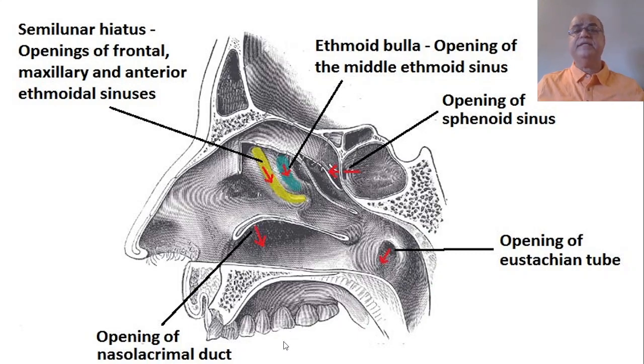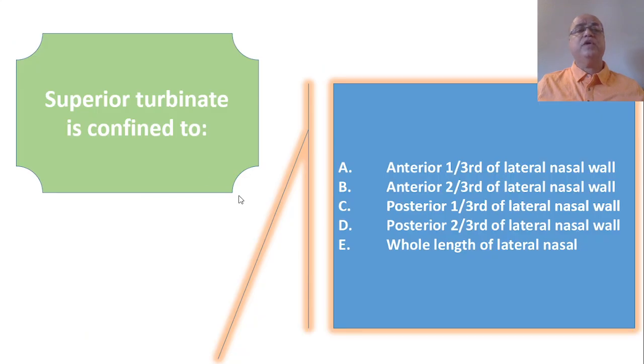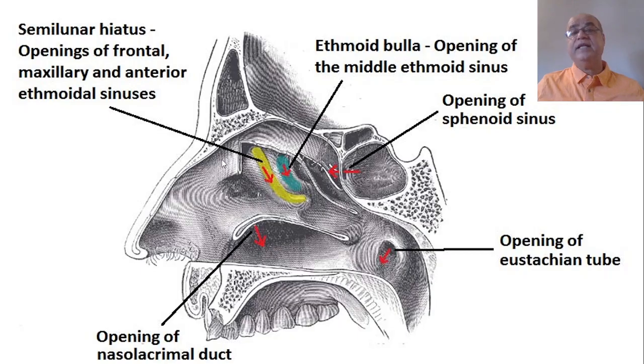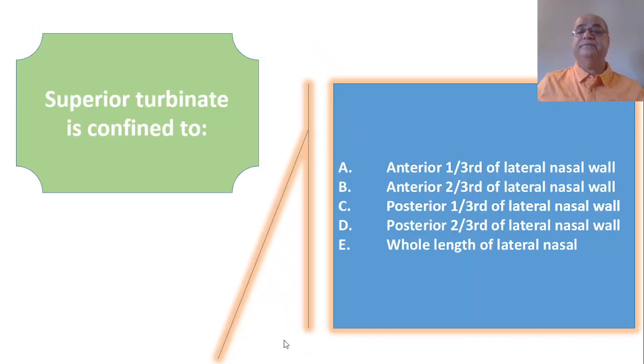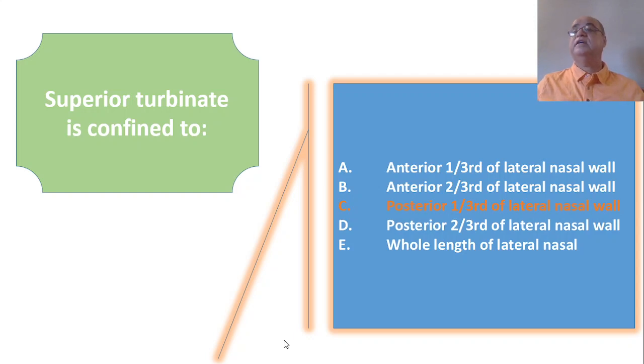So keeping this in mind, we come to the next question, which is: superior turbinate is confined to. From this picture, we have seen that the superior turbinate is confined to the posterior 1/3. So the answer here is posterior 1/3 of the lateral nasal wall.